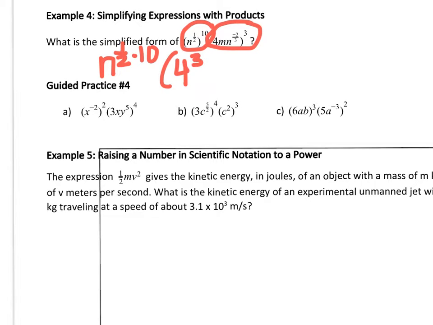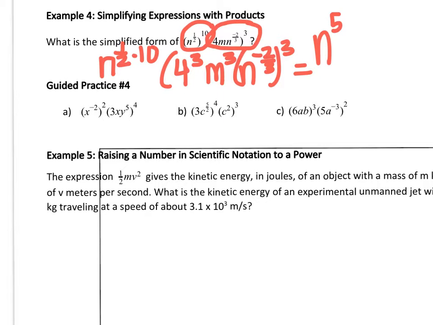So we're going to do 4 to the 3rd, m to the 3rd, n to the negative 2/3 to the 3rd. Our n to the 1/2 times 10 becomes n to the 5th. 4 to the 3rd, m to the 3rd, and then n, you multiply the exponents there and you get n to the negative 2. Now we're going to bring our 4 to the 3rd out front.